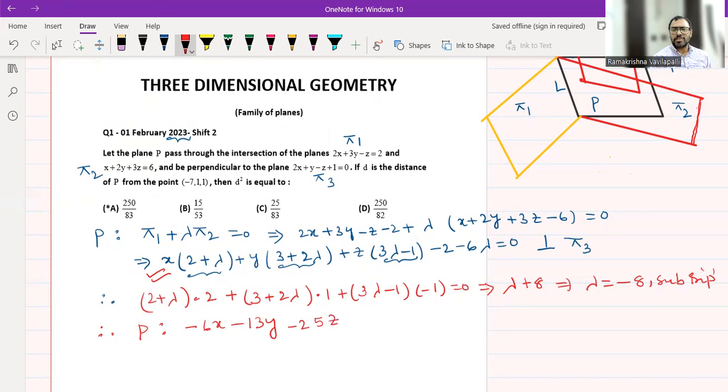This is plus 48 minus 2. So plus 46 equal to 0. Or you can write 6x plus 13y plus 25z minus 46 equal to 0.